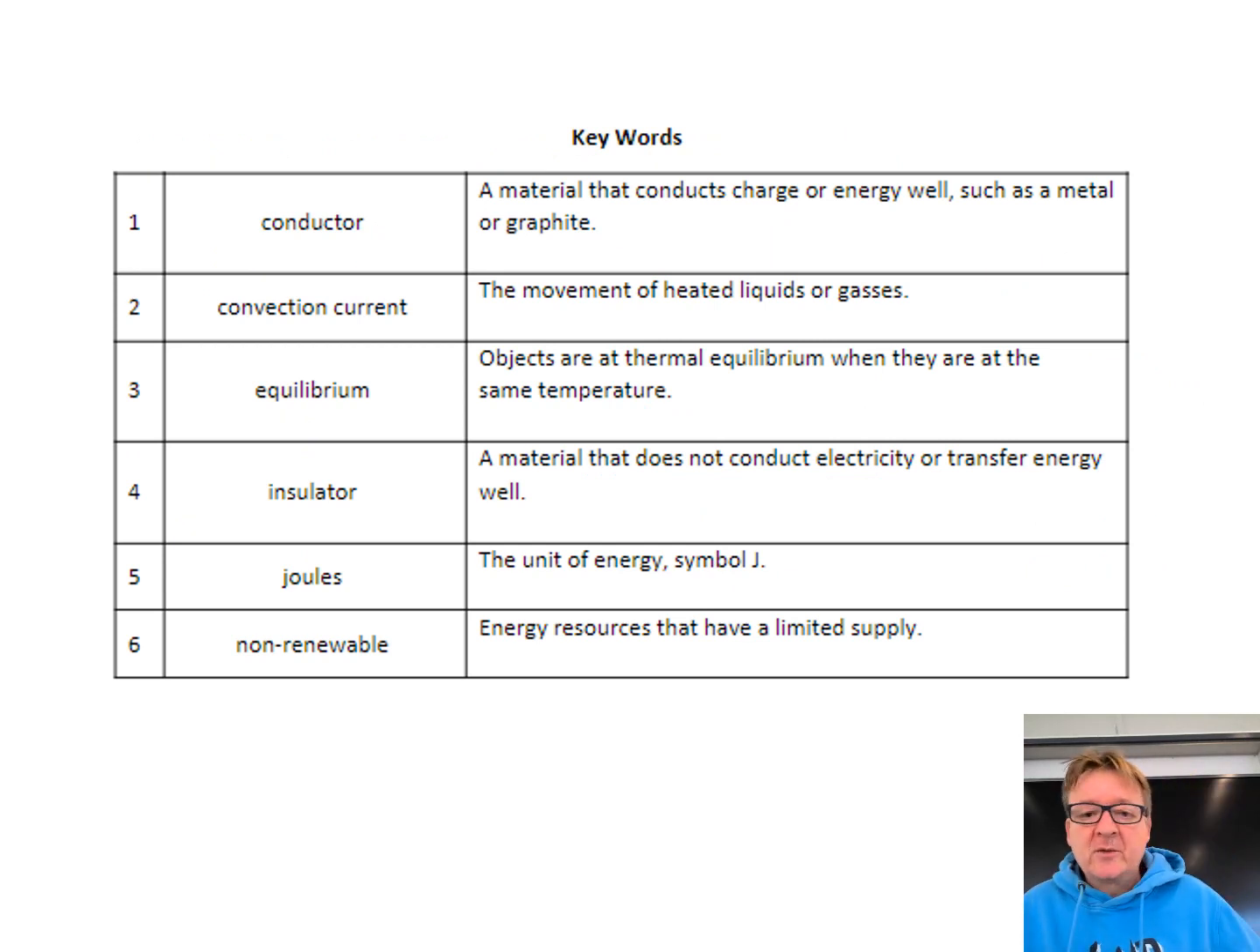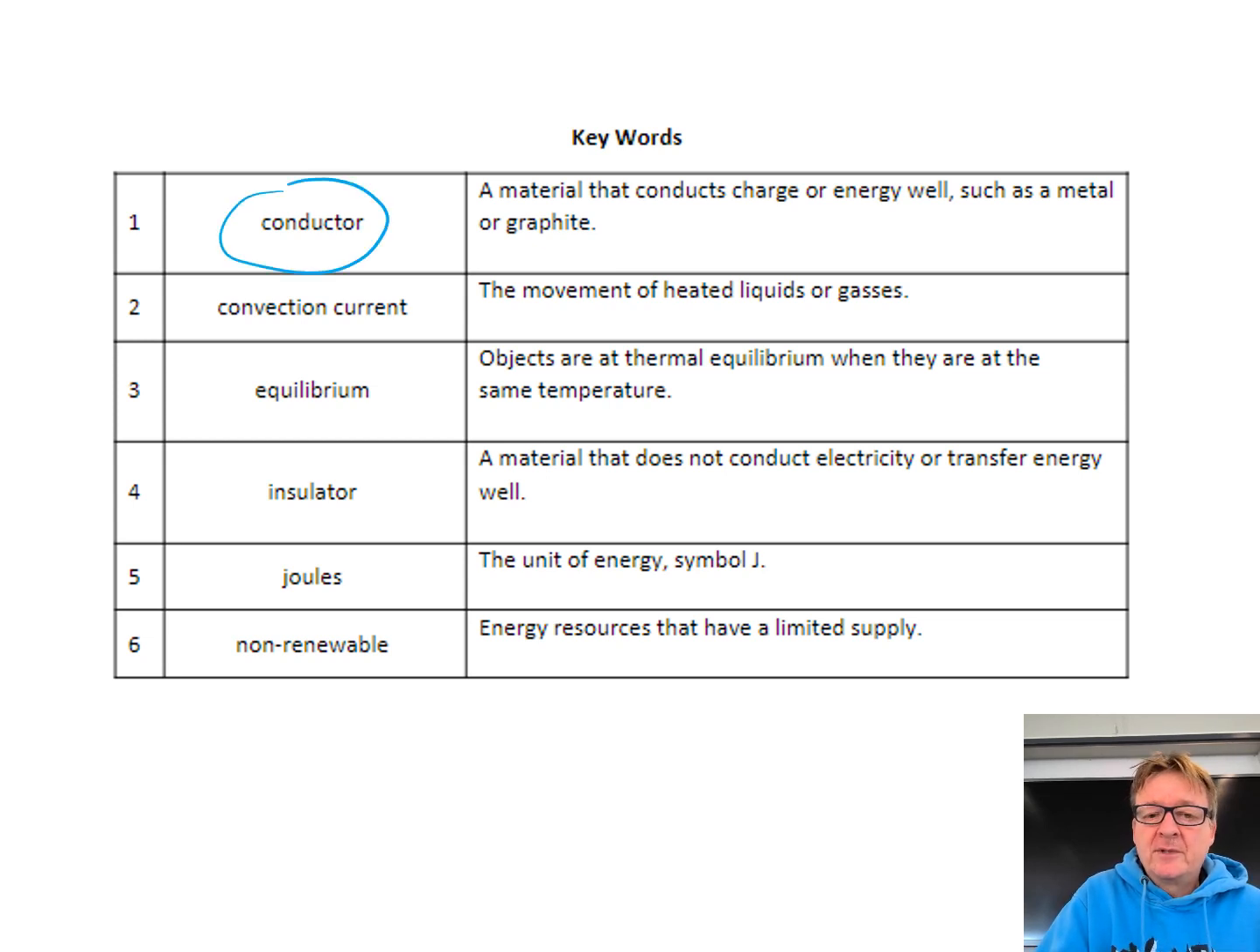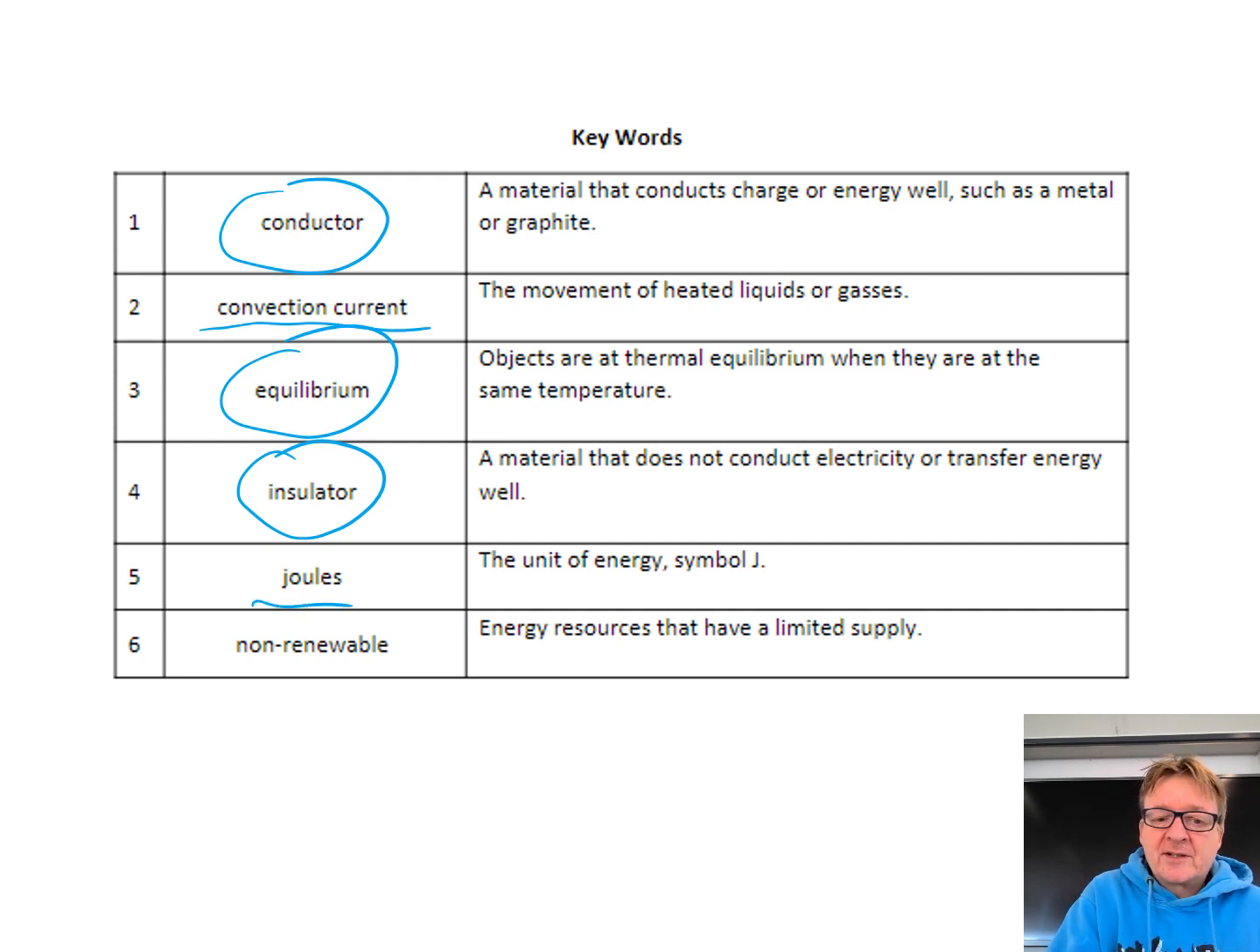The final bit is on the key words. A material that conducts charge or energy well is a conductor. Metals are good at it. The movement of heated liquids or gases is convection. Objects are at thermal equilibrium when they are at the same temperature. A material that does not conduct electricity or transfer energy well is an insulator, like plastics. The unit of energy, symbol J, is the joule. Energy resources that have a limited supply are non-renewable.